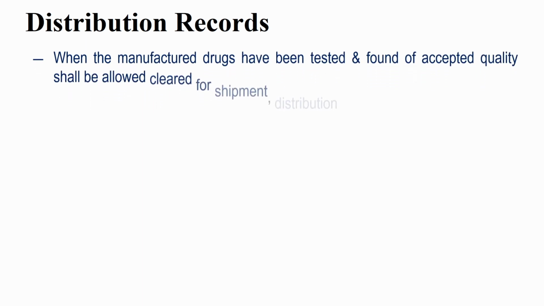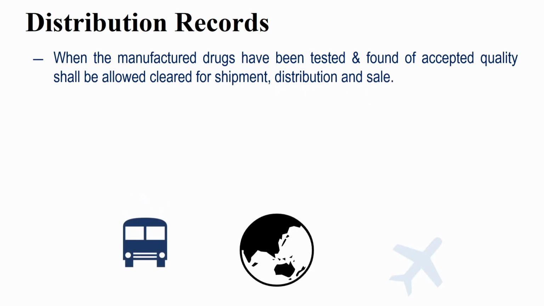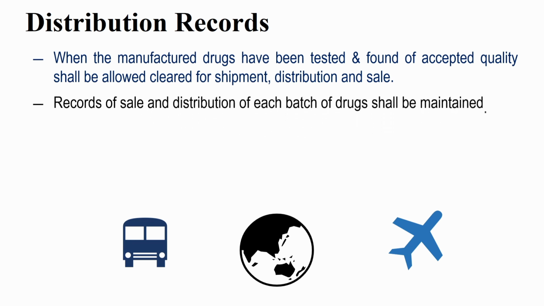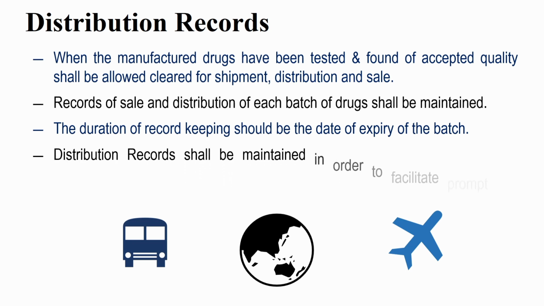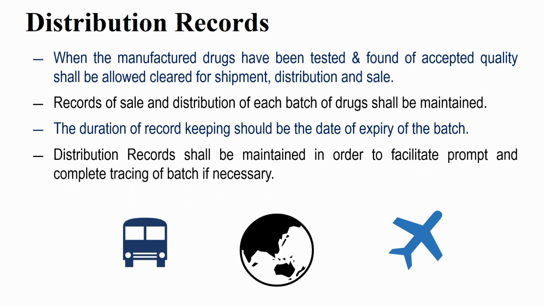Coming to the distribution record. It is known that when the manufactured drug has been tested and found of accepted quality, it shall be cleared for shipment, distribution and sale. And the record of sale and distribution of each batch of drugs shall be maintained. The duration of record keeping should be until the date of expiry of the batch. Here the point is to know what is the need of distribution record. The distribution record shall be maintained in order to facilitate the prompt and complete tracing of batch if necessary.